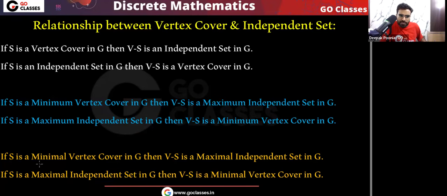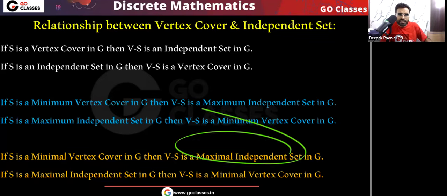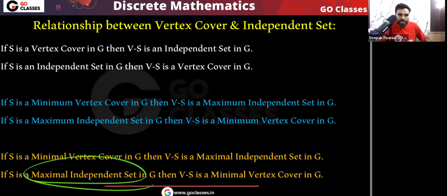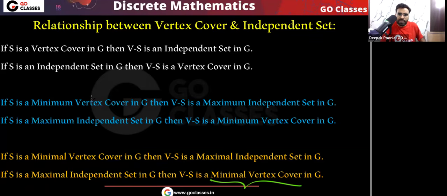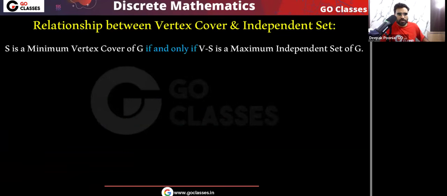Similarly, if S is a minimal vertex cover, then the remaining vertices will make a maximal independent set. If S is a maximal independent set, then the remaining vertices V minus S will make a minimal vertex cover. Very simple. I hope you understood all these points. So let me again quickly make the diagram. You can see S is a minimum vertex cover of G if and only if the remaining vertices are a maximum independent set of G.